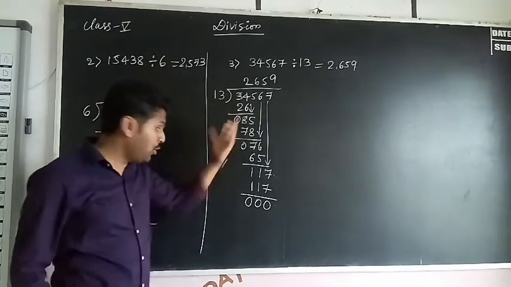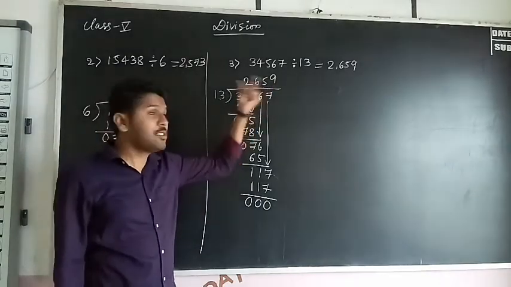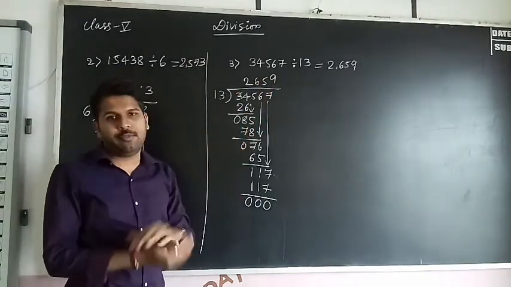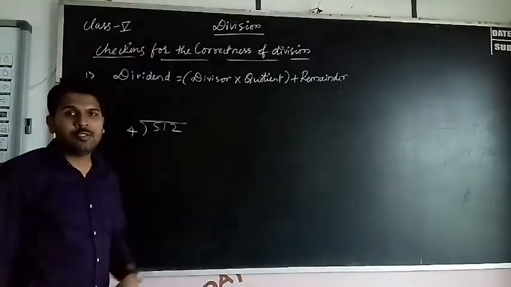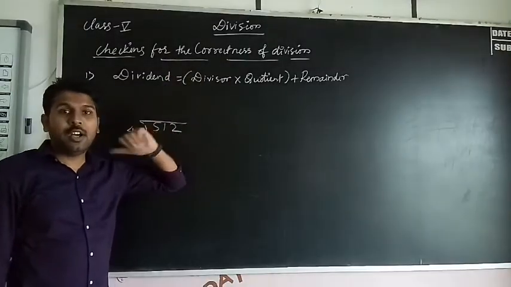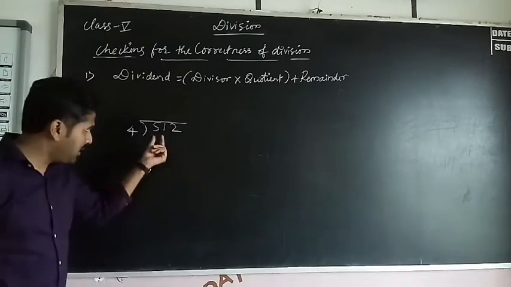So how to verify the division? Is this a correct answer or not? How to check it? I'll explain. So, checking for the correctness of division. How do you check that this is the correct division? So first divide this number.